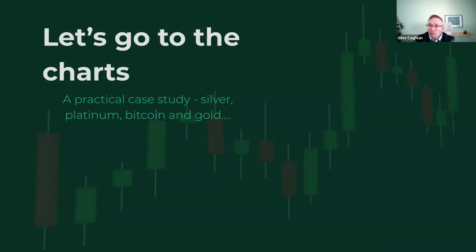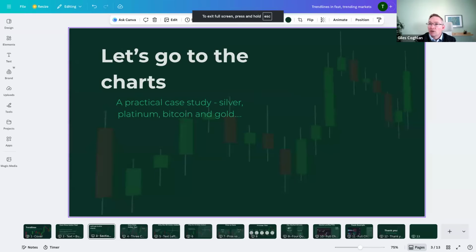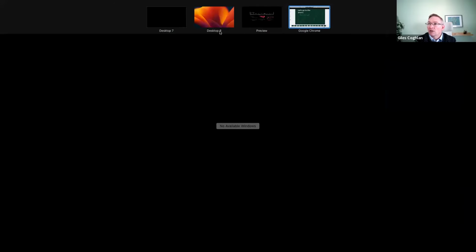Now, what I'm going to do now, this is a practical study. So I'm going to go over to the charts. I'm going to show you a few markets. We're going to look at silver, platinum, Bitcoin, and gold. So first of all, let me show you gold markets.